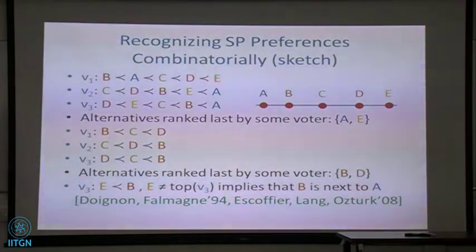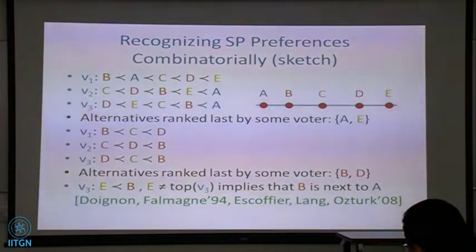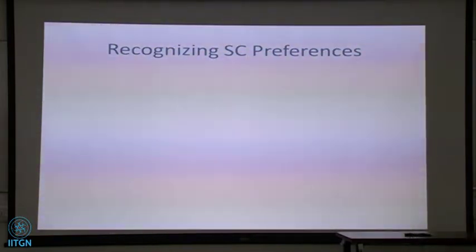So if you Google for single-peaked, single-crossing, you are not going to find that paper. But that paper actually had this very elegant algorithm for recognizing single-peaked profiles, finding the single-peaked axis. Right, okay, 1994. So I'm telling you this story because we're going to come back to it. Okay, so that was recognizing single-peaked preferences.